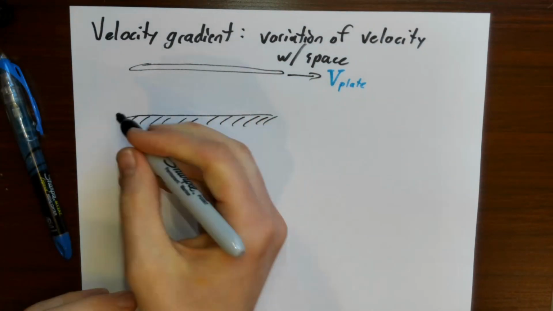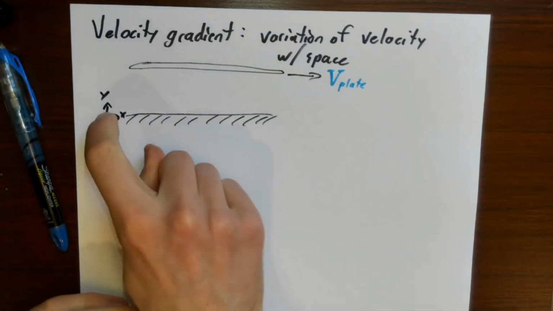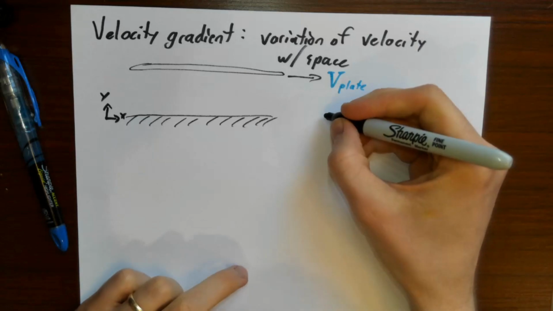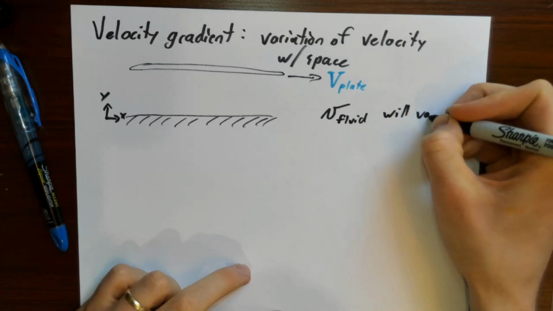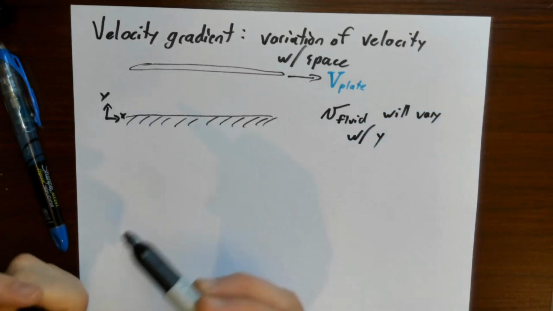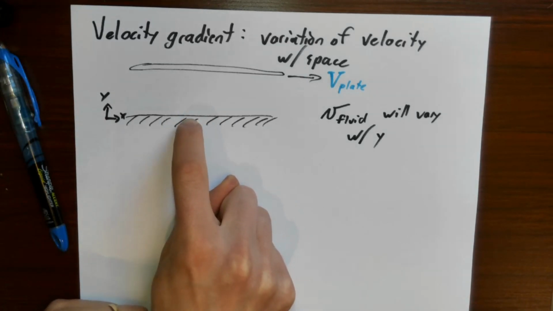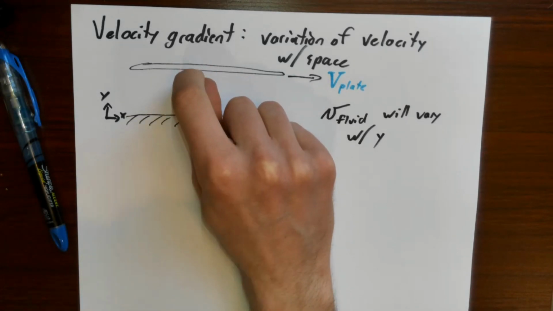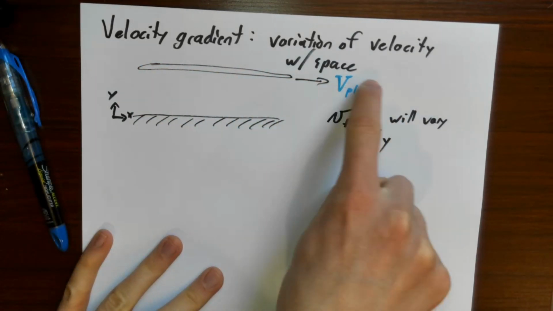So maybe I'll define a little coordinate system, let's say x and y, like this. I would anticipate that the velocity of the fluid is going to vary with y, right? Because the fluid molecules that are very, very close to the bottom plate, they're essentially not going to be moving at all because the plate right next to them is kind of holding them back from moving. Whereas if we consider the molecules of fluid right next to the top plate, those molecules are going to be dragged along at essentially whatever velocity the plate is.